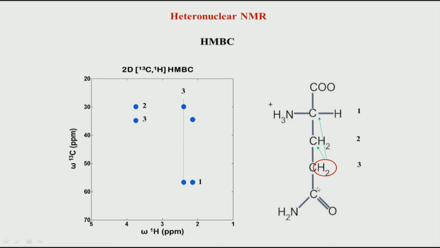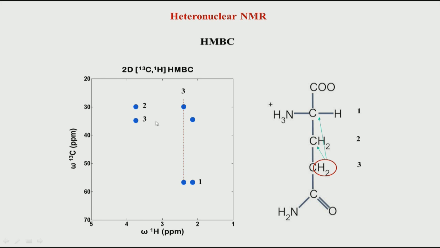We will also be able to see a correlation between proton number 3 and this carbonyl, or proton number 2 and this carbonyl, but this one is very far away and this one is much closer. As the spectrum is only plotted from 20 to 70, that peak which comes at 170 is not shown.